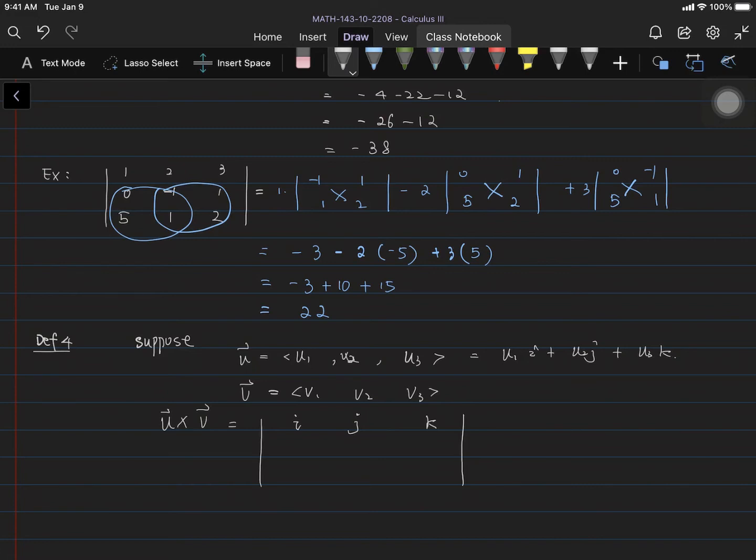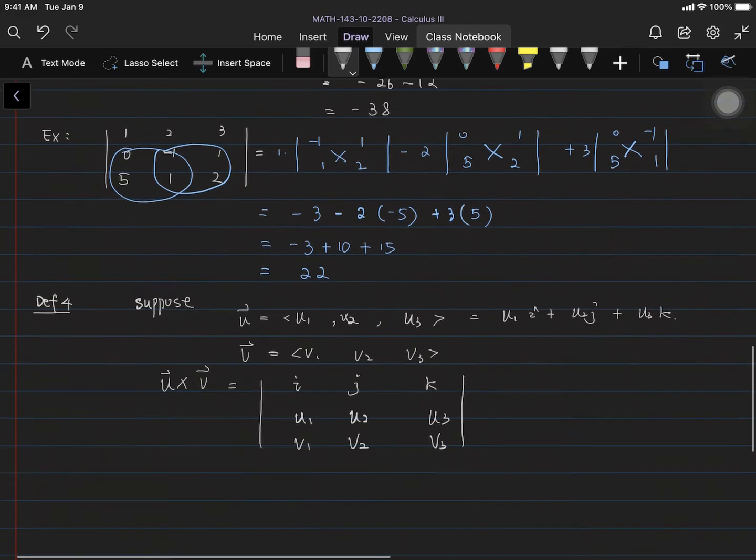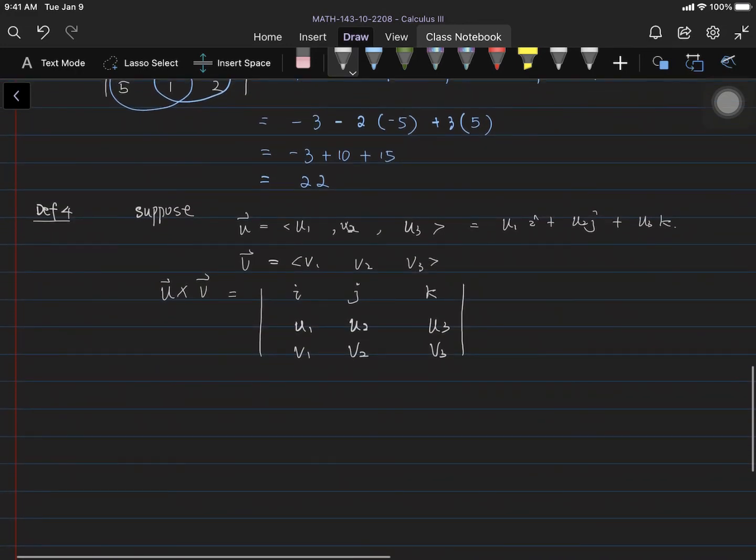So for u cross v, the second row will be the u vector. Be careful about the order, we cannot switch the order. So the second row will be u1, u2, u3, and the third row will be v1, v2, v3. Then just calculate this determinant. I'm going to show you how to do this in the example.